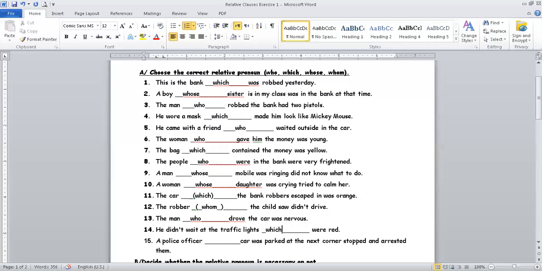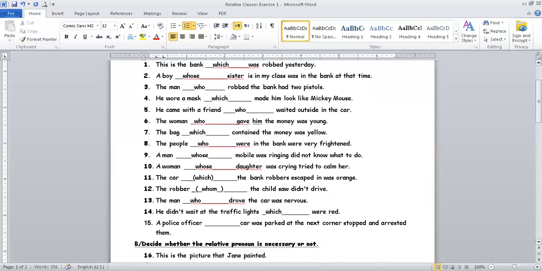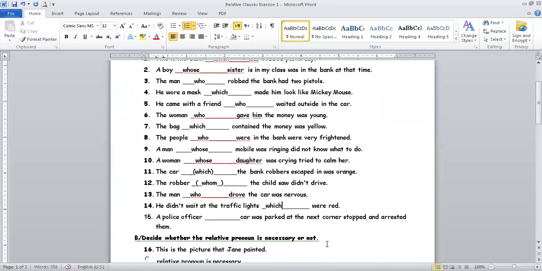Which here replaces a subject pronoun, because we say traffic lights were red, so it's necessary to be used and it's not possible to drop it. The last one, in sentence 15, a police officer car, as if we are saying his car. So this sentence also shows position. Was parked at the next corner, stopped and arrested them. So to show position, we use the relative pronoun whose. And as we said, whose is always necessary to be used and you cannot drop it.